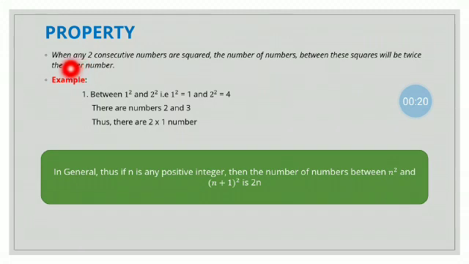The next property. When any two consecutive numbers are squared, the number of numbers between these squares will be twice the lower number. So what does this property mean? Let's see one example between 1 square and 2 square. 1 square is 1 and 2 square is 4. So there are numbers 2 and 3, right? So these are 2 into 1 numbers. In general, if n is any positive integer, then the number of numbers between n square and n plus 1 square is 2n.